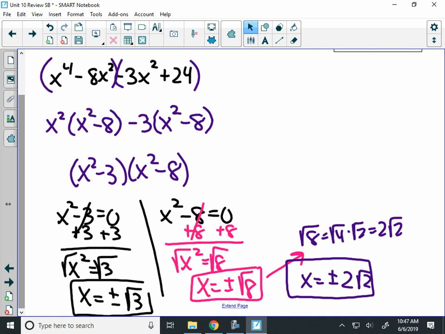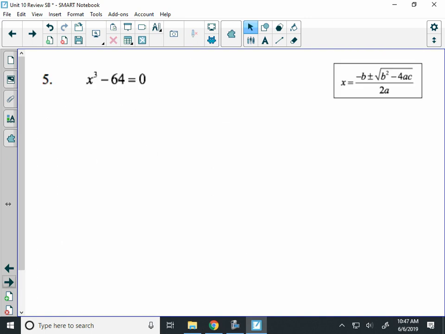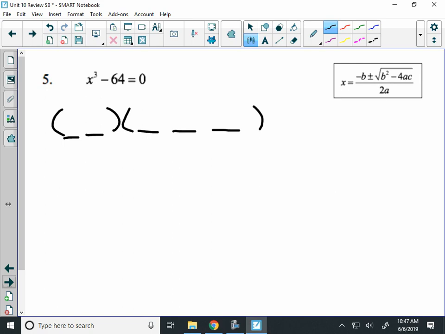All right, we're plugging along. Number 5, our favorite. Nothing fancy about this one. I'm just going to go ahead and factor this. I have a binomial and a trinomial. Take the cube root of x cubed, which is x. The cube root of 64, which is 4.